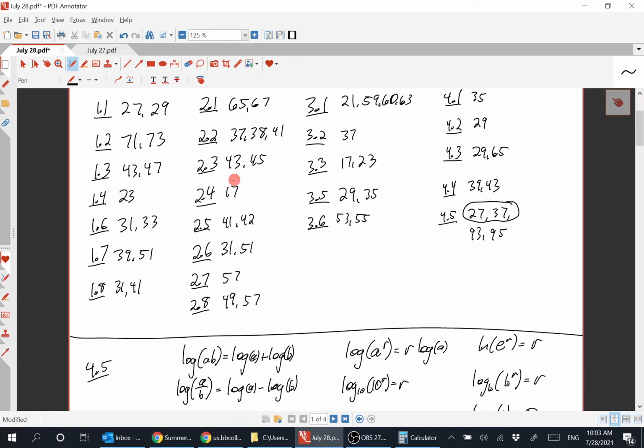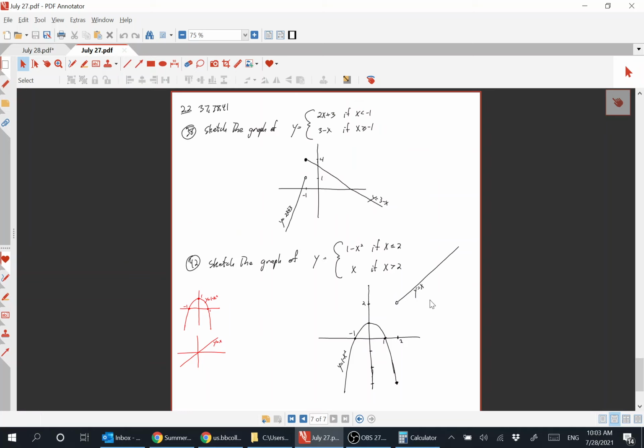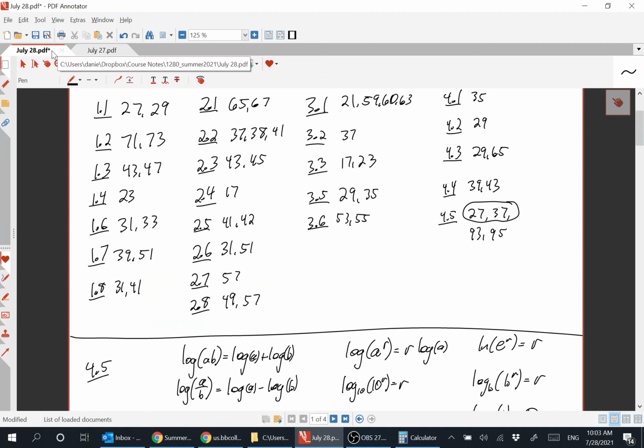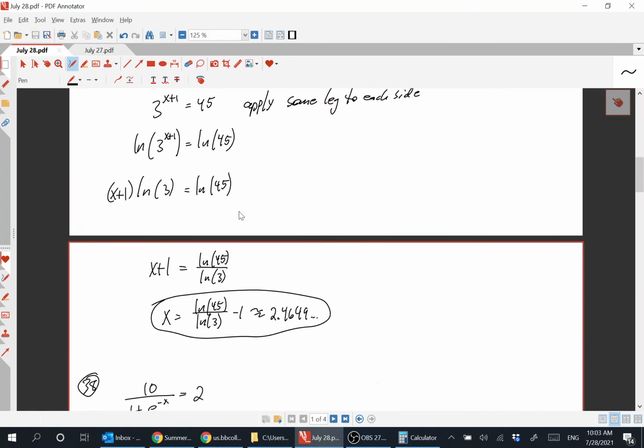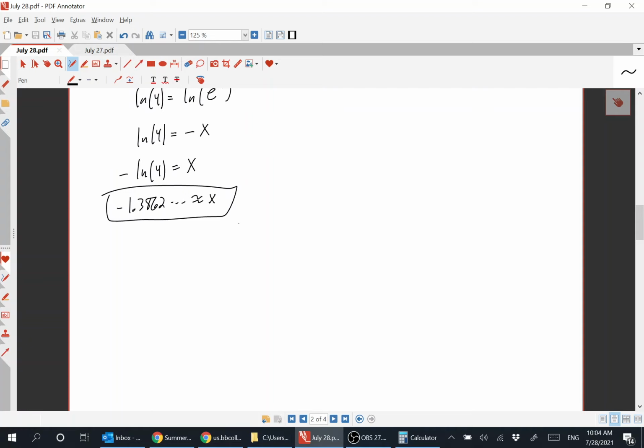Also, in 2.2 there was the bit about graphing piecewise functions. That was 38 through 42. You're definitely going to see something like these. Why? Because those are important concepts that you need to understand for later on in the mathematics curriculum.